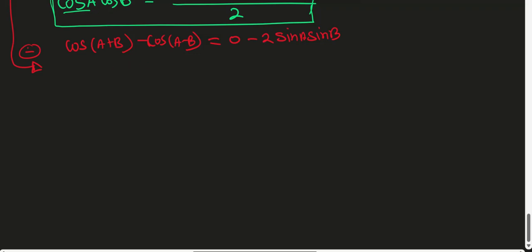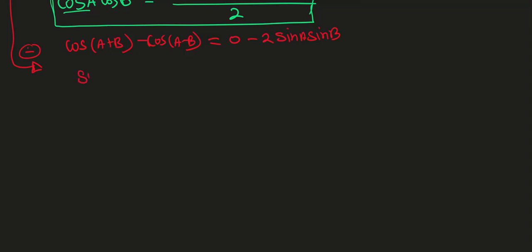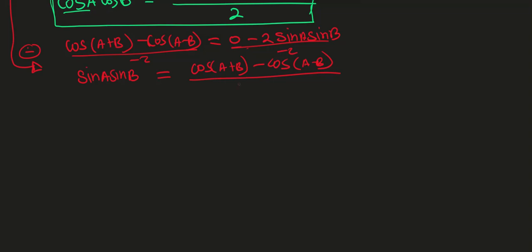So we'll have minus 2 sine A sine B, which looks very, very useful in our case. If we make sine A sine B the subject of the formula, we'll divide by minus 2. So sine A sine B is equal to cos(A plus B) minus cos(A minus B), all over minus 2, which simplifies to cos(A minus B) minus cos(A plus B).